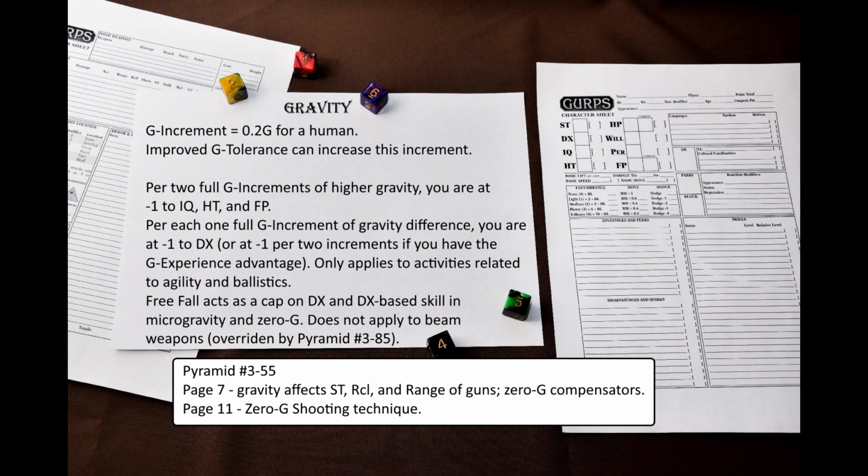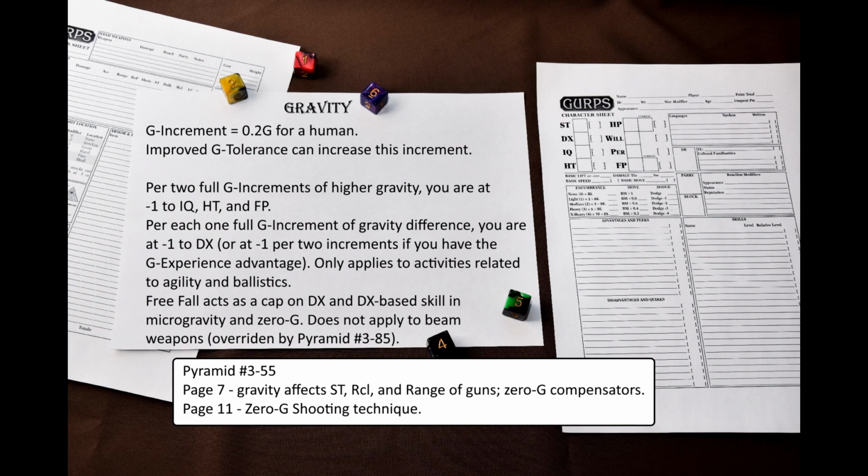Per each 1 full g increment of gravity difference, you are at -1 to dexterity, or at -1 per 2 full g increments if you have the g experience advantage. This does not apply to all activities, but only to those that are related to agility and ballistics, so beam weapons are not affected, lockpicking is not affected, but guns, driving, and melee weapon skills are affected. In zero gravity, your skills and dexterity rolls are affected as well. Whenever you are making a dexterity or dexterity-based roll in zero gravity, your free fall skill acts as a cap.